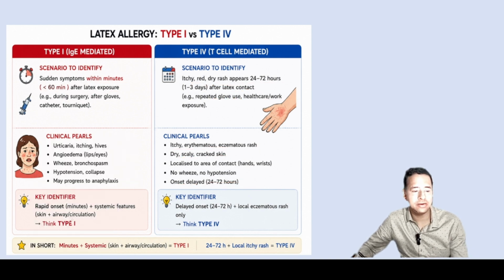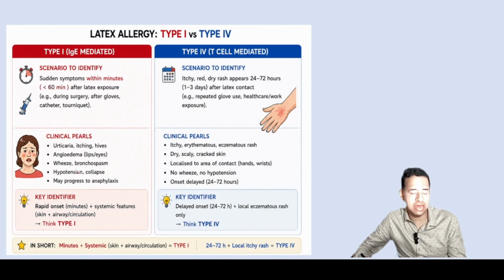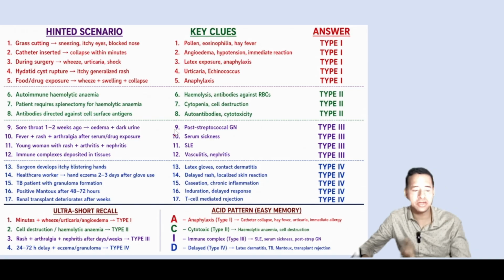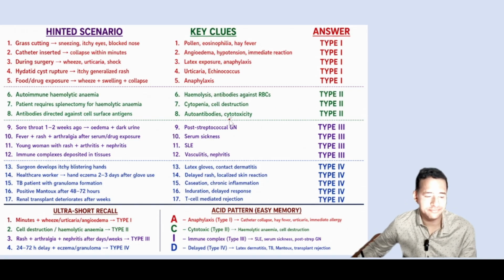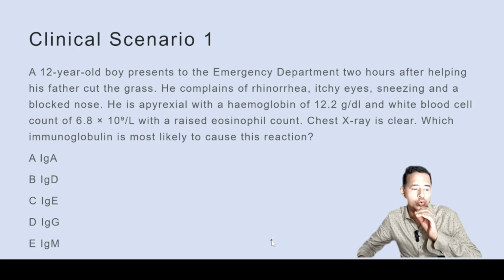Difference between type 1 and type 4 latex allergy: if it is an allergy and immediate, type 1. If it is after 1 to 3 days from the contact with latex, type 4. So these are the shortcuts I have collected. Very, very important, and everyone can pause the video and go through this. Each and every scenario is very, very important. So here I put you a clinical scenario.